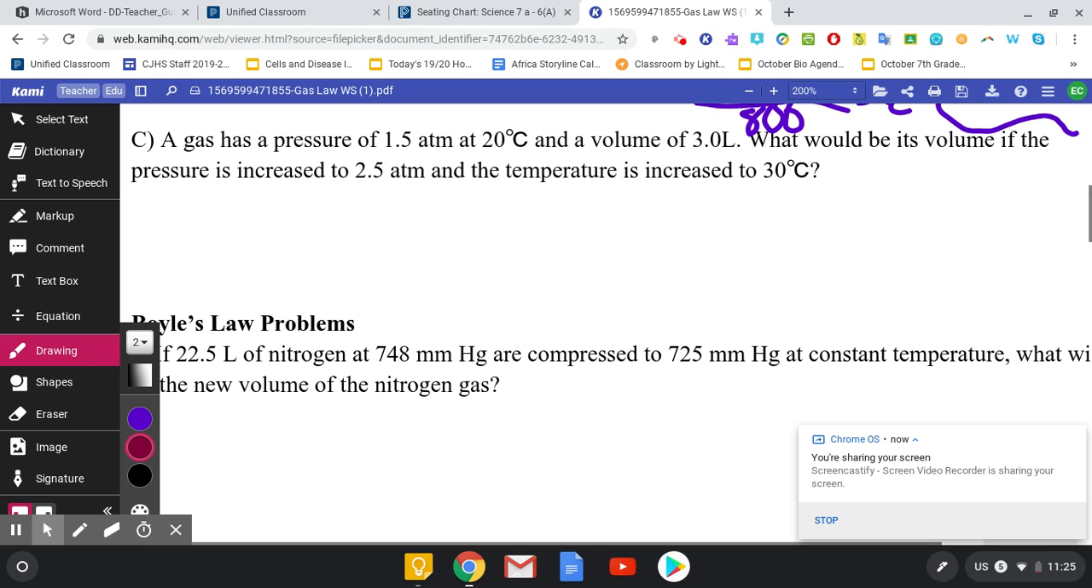Okay, hopefully you had success with Charles' law and Boyle's law. And now we're going to try one other example problem.